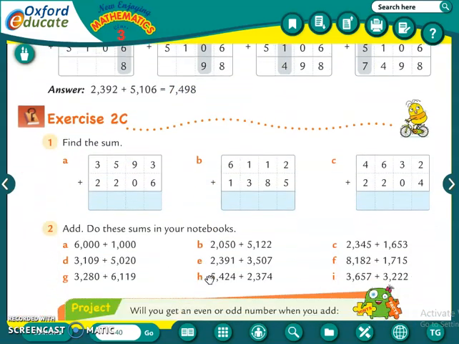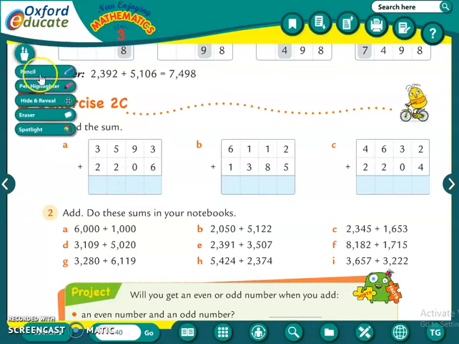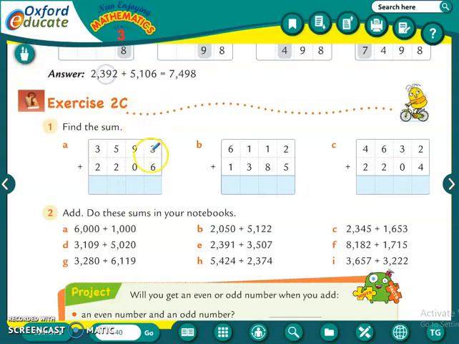Now exercise 2C, find the sum. This A, B and C we have to write here in the textbook, and I hope all of you had written this, but if you had not written then complete it. Now I am doing the first sum. Find the sum: 3593 plus 2206. So from where will we start counting?